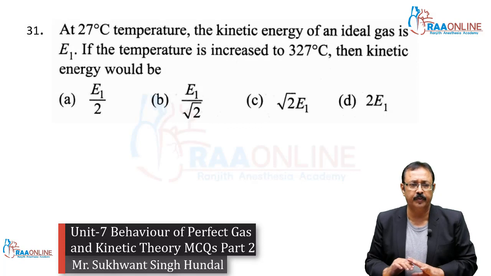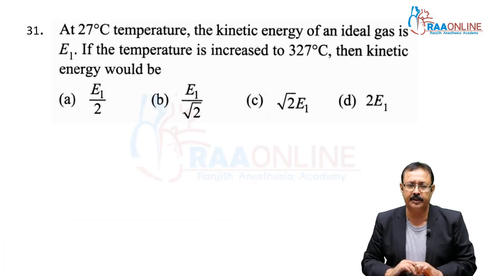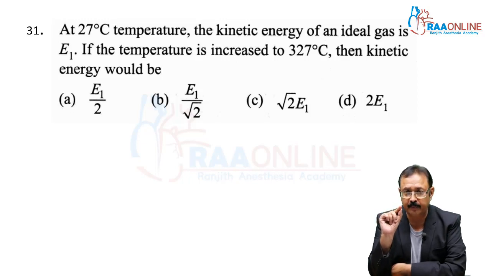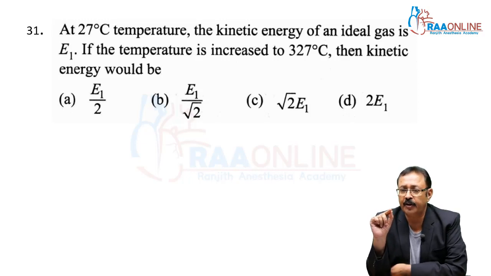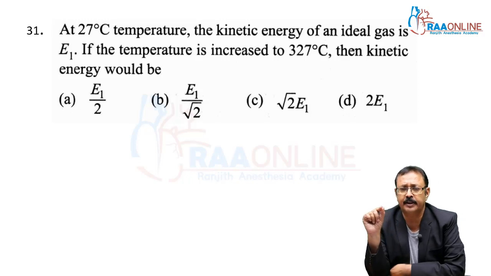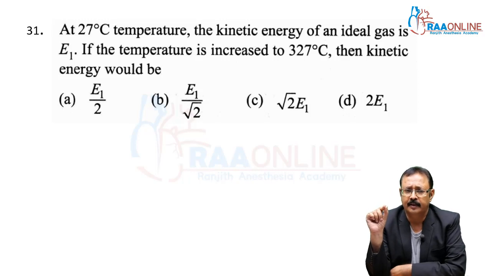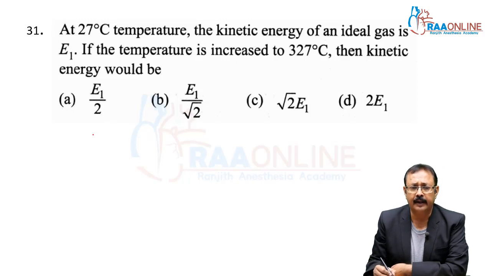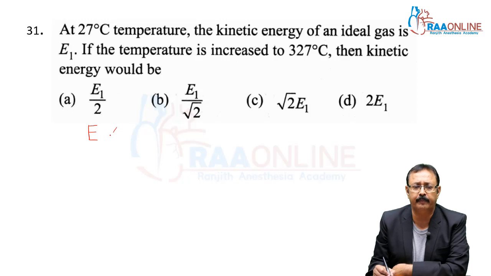So now we are going to take the 31st problem of the crash course. At 27 degrees Celsius temperature, the kinetic energy of an ideal gas was E1. We increase the temperature by 300 degrees Celsius. The kinetic energy would be, we know that kinetic energy, they are denoting by E1. E is a function of temperature. It is directly proportional to temperature.